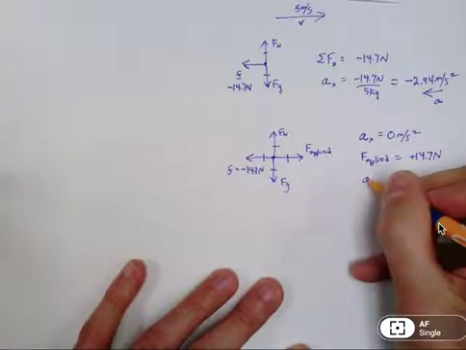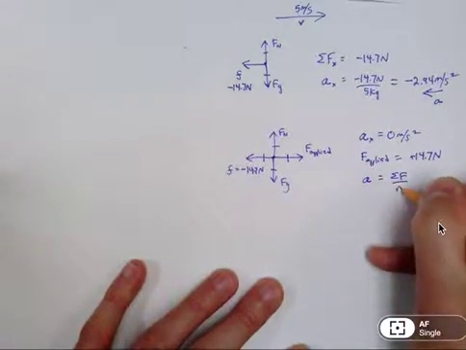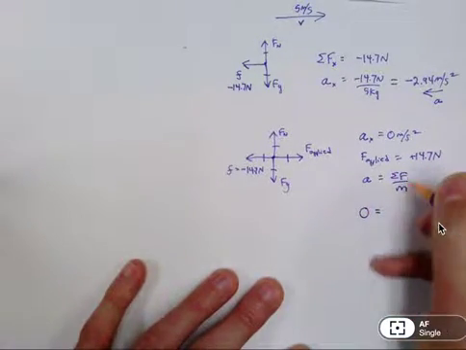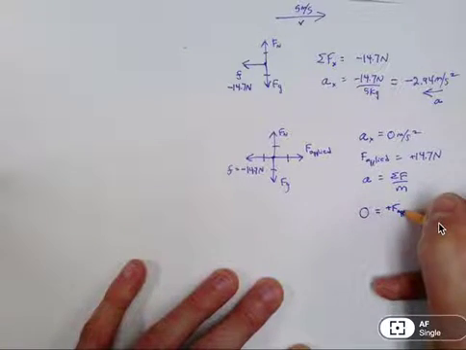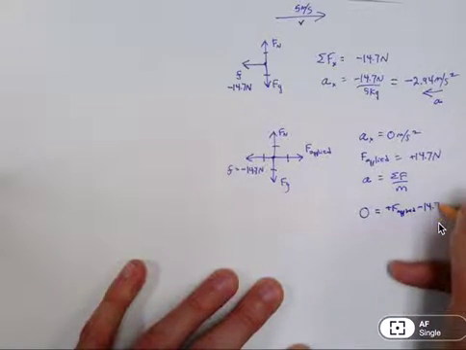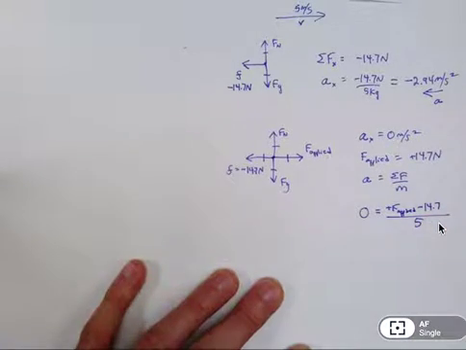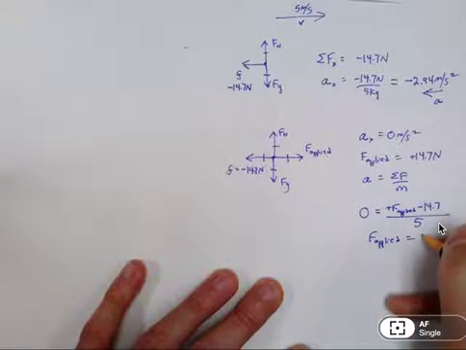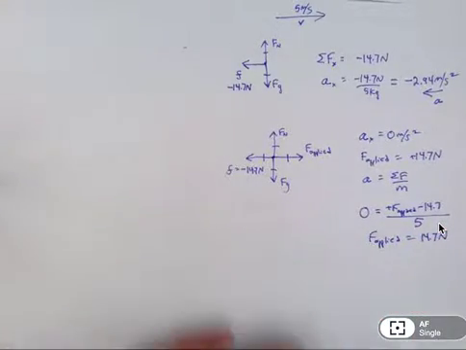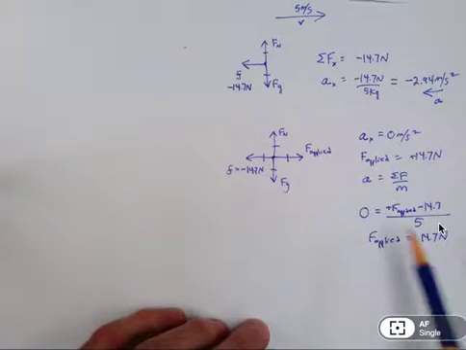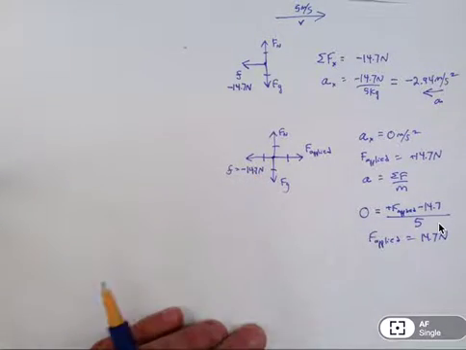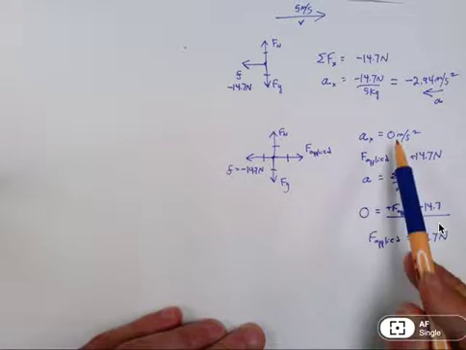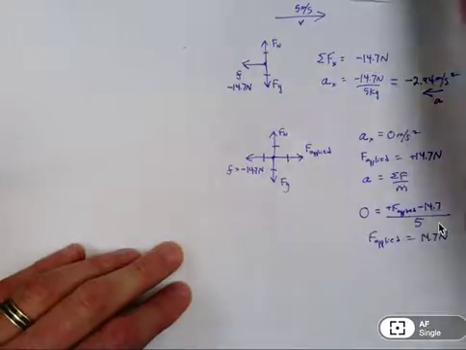Another way to figure that out is using our acceleration equals net force divided by mass equation. The acceleration is 0. This means add up the forces, so positive applied force, negative 14.7, divided by the mass, which is 5. If you solve this equation, you get applied force is equal to 14.7 newtons. So any way you look at it, the applied force is matching the force of friction, and that's why it's going at a constant velocity. So when you add up the forces, you get 0, and the acceleration is 0.